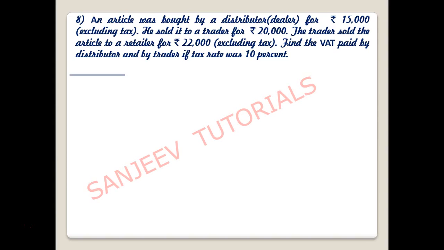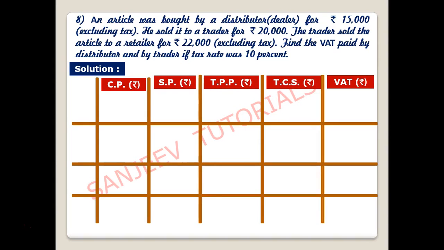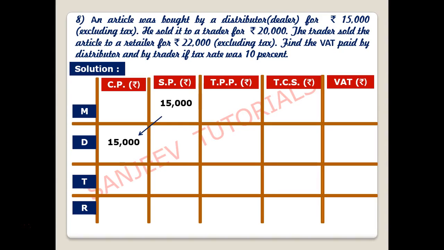So first step, I prepare my table. In this sum, there are 4 people involved: manufacturer, distributor, trader and retailer. So I have made 4 rows for each of the persons. Let's start with manufacturer. For manufacturer, selling price is rupees 15,000. That is also the cost price for distributor.